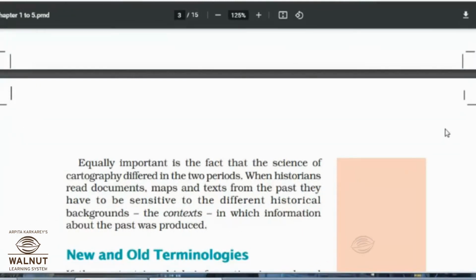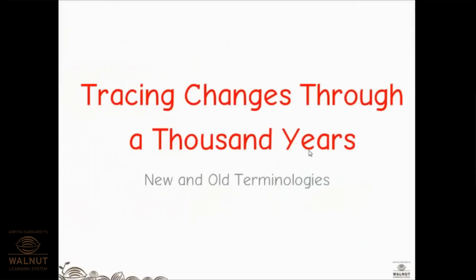When historians read documents, maps and texts from the past, they have to be sensitive to the different historical backgrounds, that is the context in which information about the past was produced. So they have to be very careful while they are drawing the map. Okay. Now let's go back to the PPT. So we have read this.